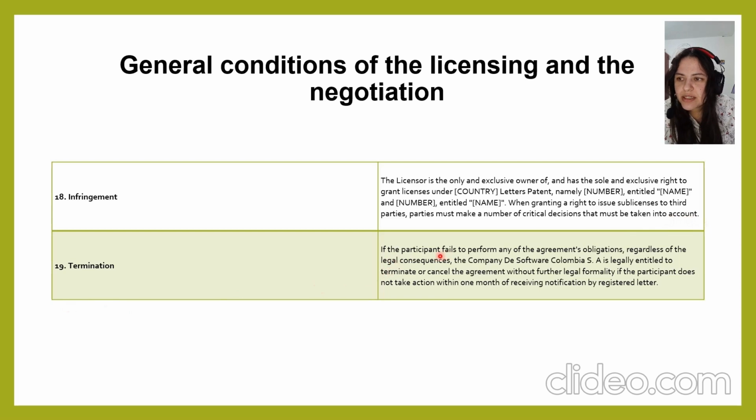19. Termination. If the participant fails to perform an agreement obligation, regardless of the legal consequences, the company Software Colombia is legally entitled to terminate or cancel the agreement without full legal formality if the participant takes no action when the amount is received. Notification by receipt letter.